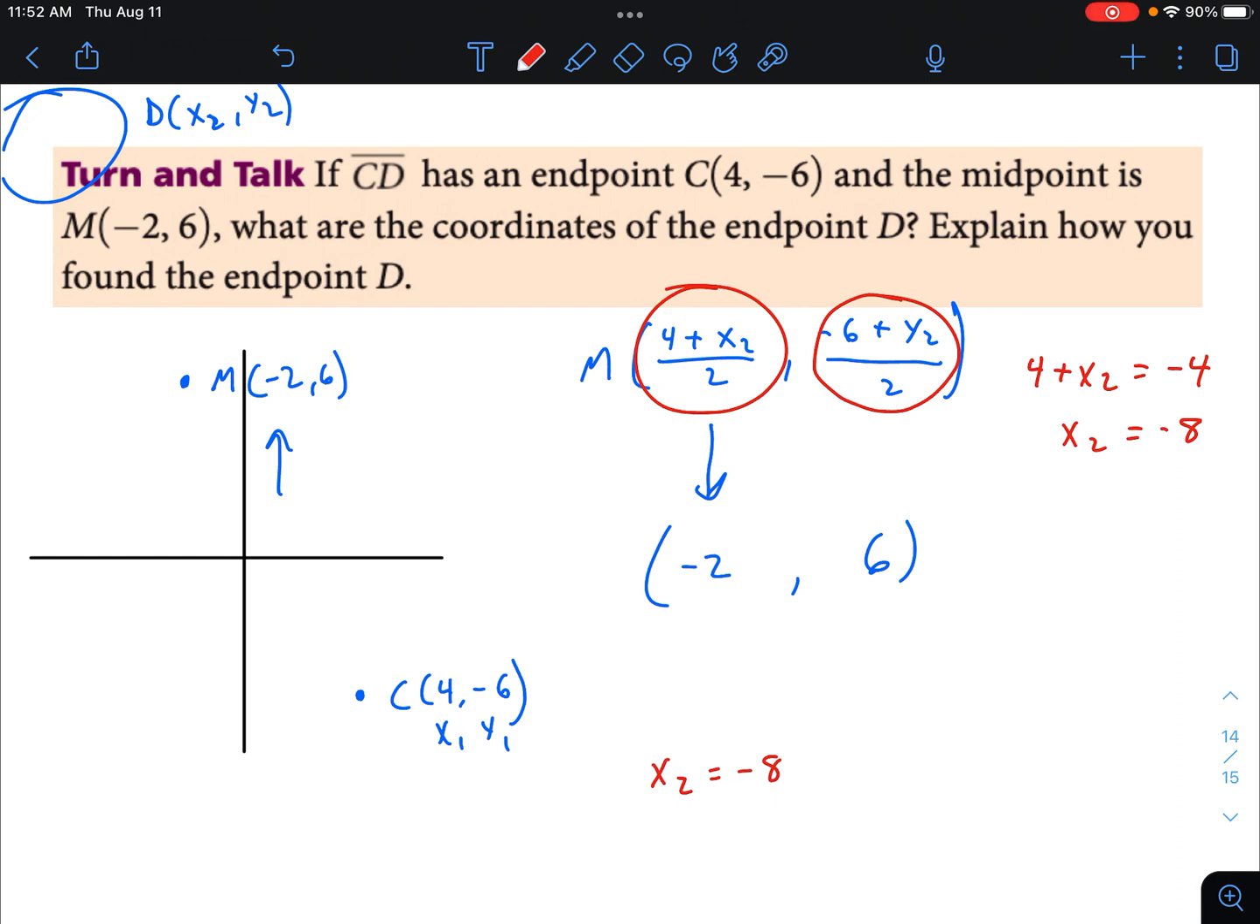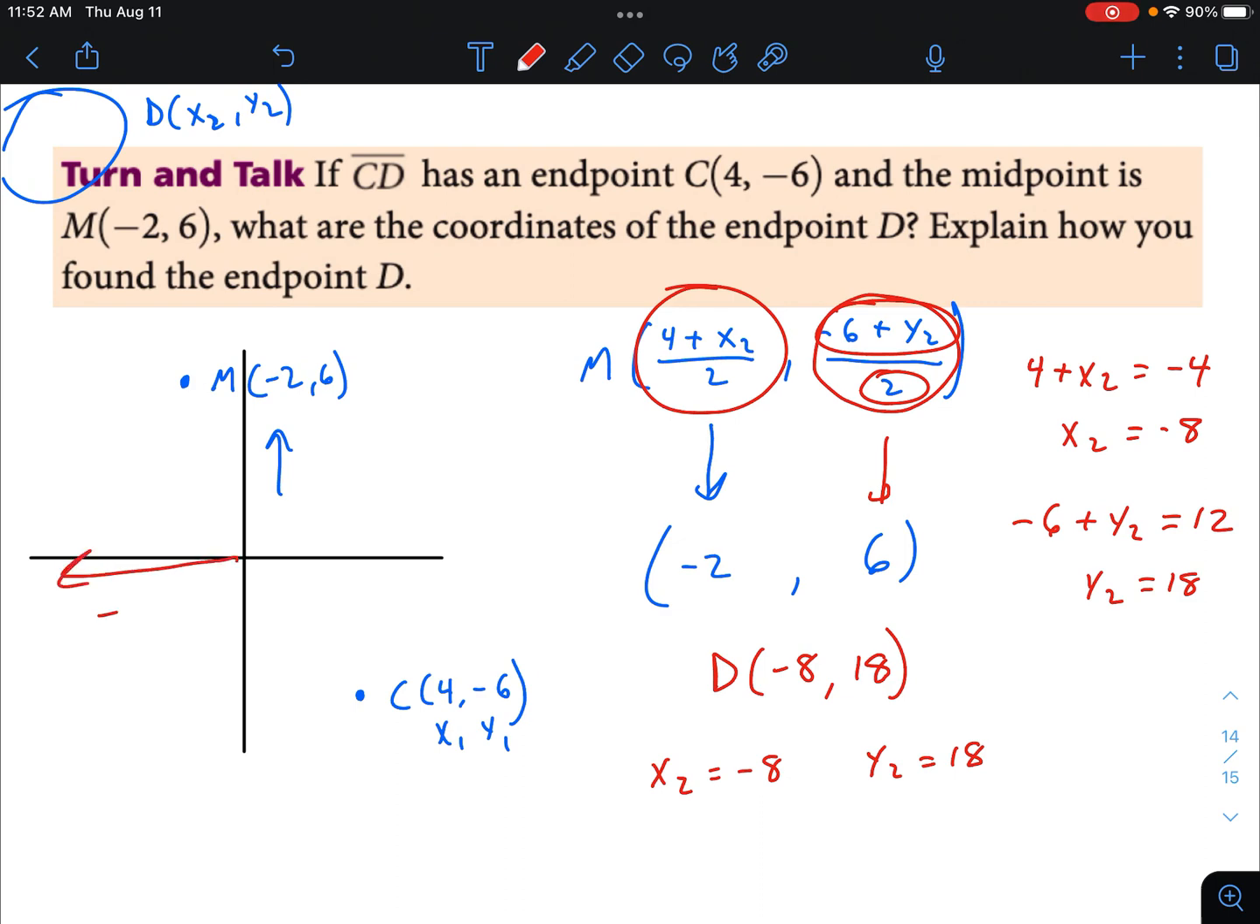And I'm going to do the same thing with this fraction. What number divided by 2 is going to give me 6? Well, 12 divided by 2 is going to give me 6. Well, how do I make -6 plus y2 equal to 12? Well, if you add 6 to both sides, you get y2 equals 18. So y2 must be 18. Meaning, what's the coordinate point for D that we didn't know? It's (-8, 18), which, if you look at my picture, over 8 and up 18 seems to be pretty accurate.